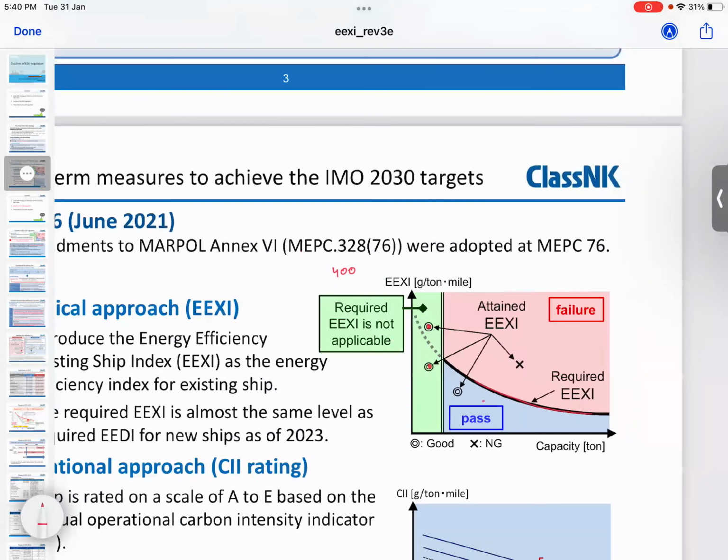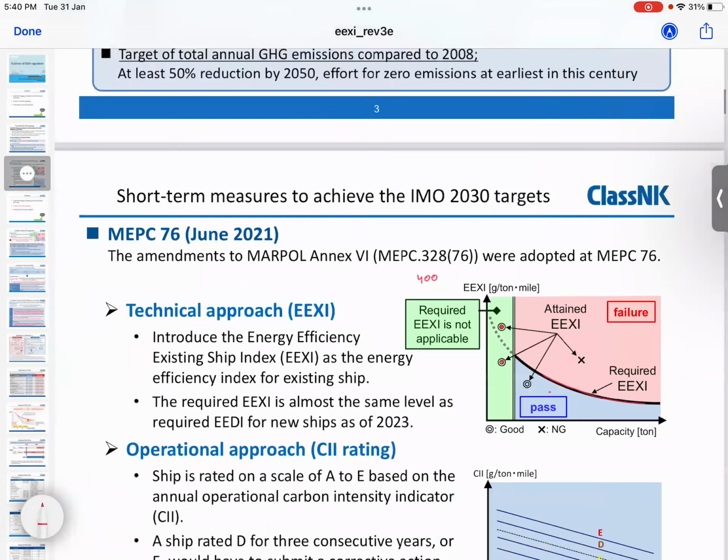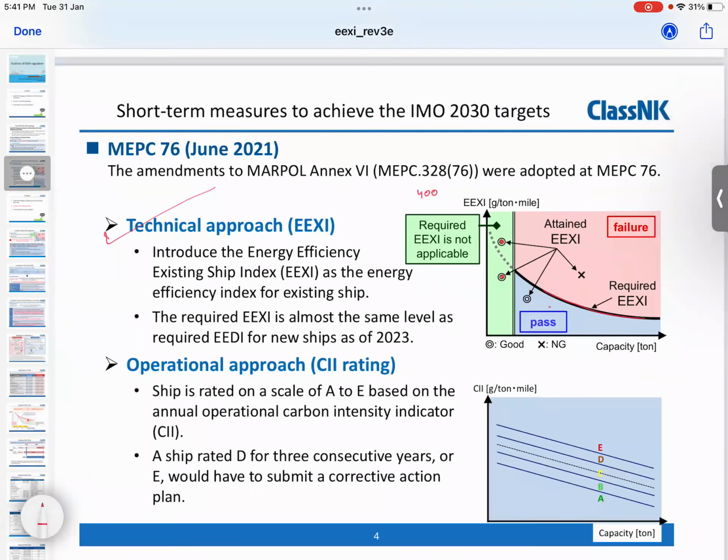We have discussed that. See, the required EXI is almost the same, not exactly the same. Please say this word when he asks. It's almost the same level as the required EEDI of the new ship as of 2023. So that is why I wanted that if the new vessel I am building now has a 50% reduction, then I want to bring the previously built vessel to the same level as well. I have to bring that same vessel to the current level, according to what is running in the market now.